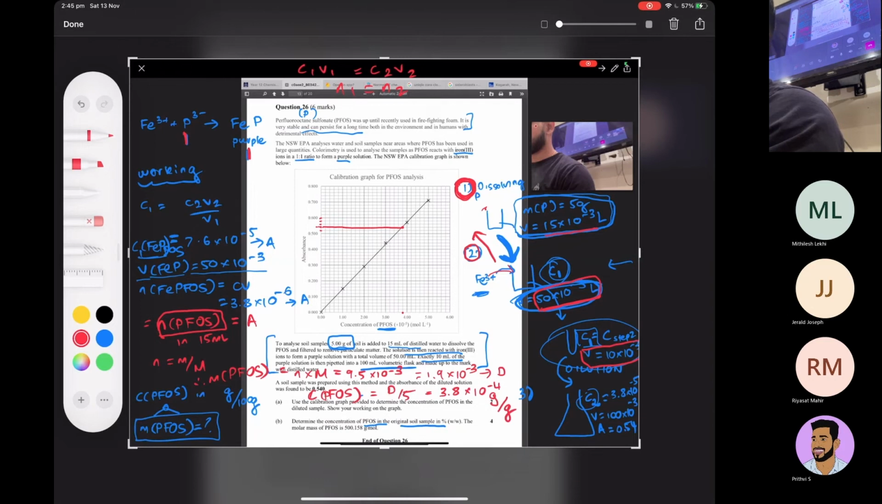What is percentage weight per weight? Grams per 100 grams. So what should we do now? We know the number of grams in 1 gram. How do we find the number of grams in 100 grams? Times by 100. Does everyone agree with that? Therefore, the percentage weight per weight of PFOS should be equal to 3.8 times 10 to the power -2 percentage W/W. Good. Did everyone get that value? How many sig figs should our answer be to?